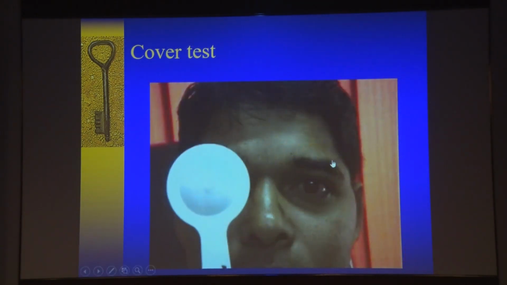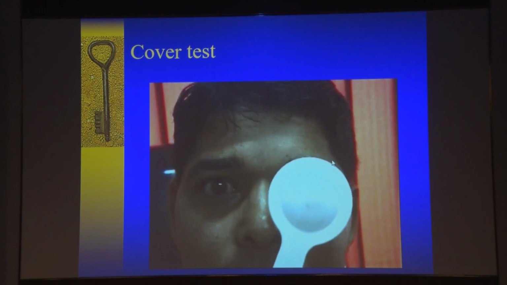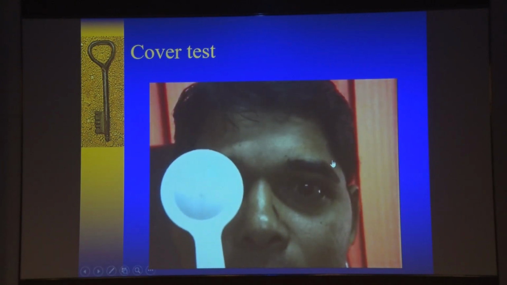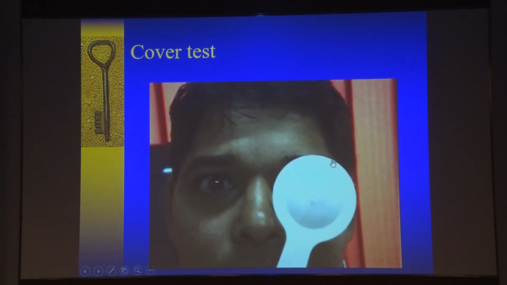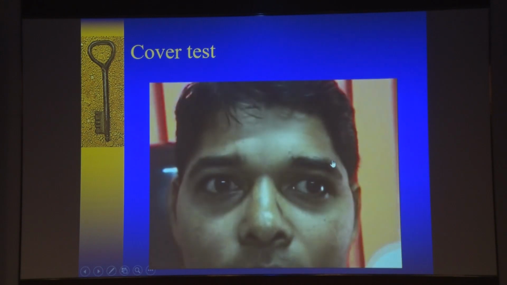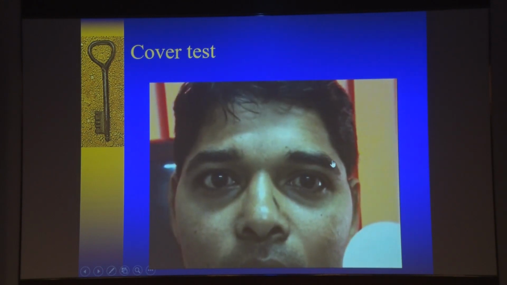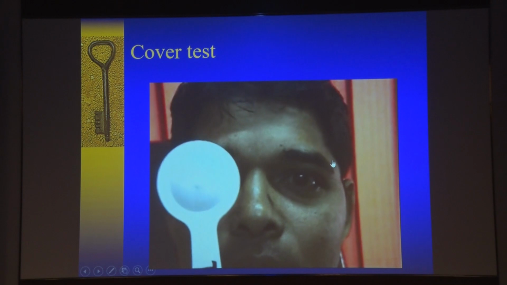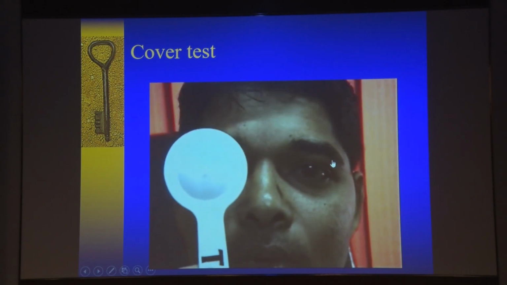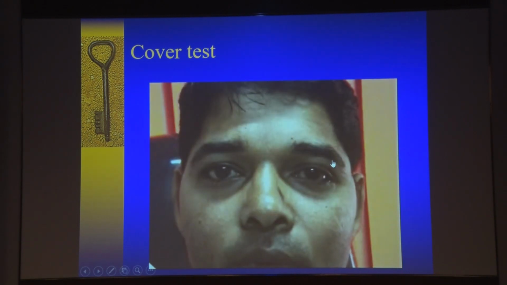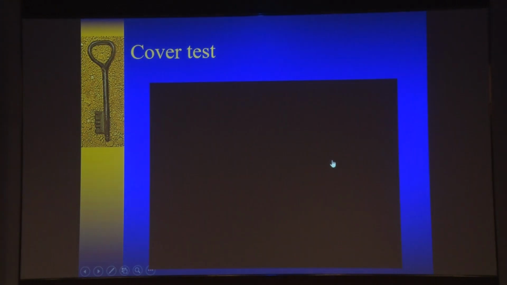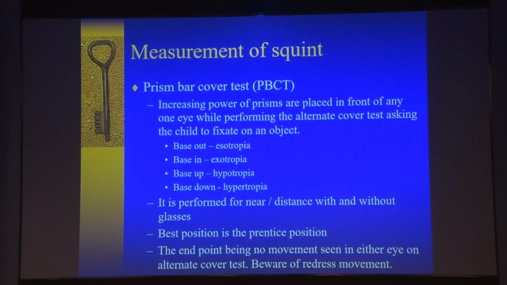Now let's see this patient. Okay. We started straight with an alternate cover test. Now I was saying, if you let go, create fusion, after a few seconds, it pulls in. This is telling you this is a typical intermittent exo with a fair control. Okay? So these are some of the examples of cover test.